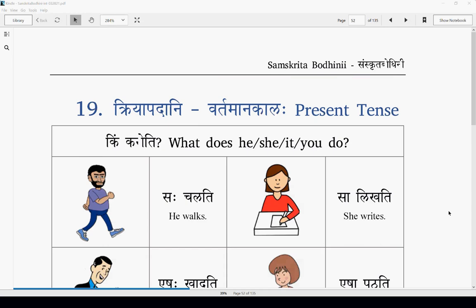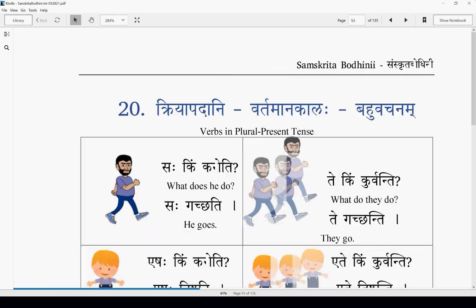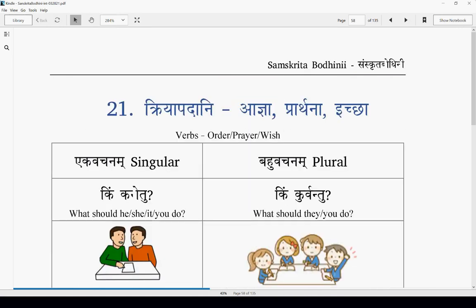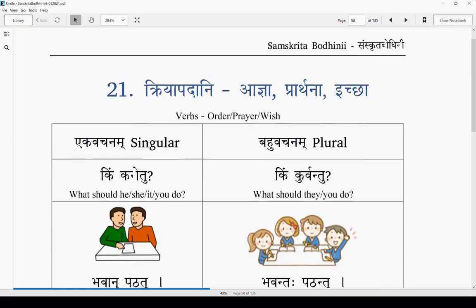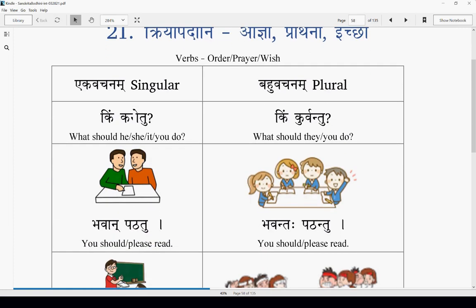Bhavan. So if we ask the question again here, Saha kim karotu, that is singular. In Bahuvachanam, the form becomes kurvantu. Karotu becomes kurvantu.